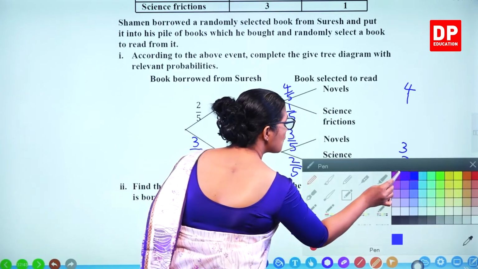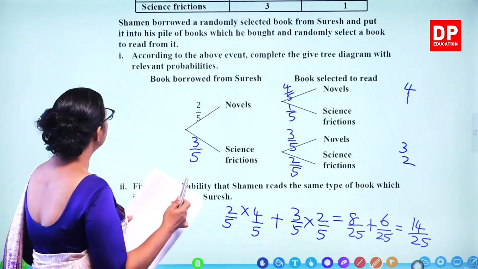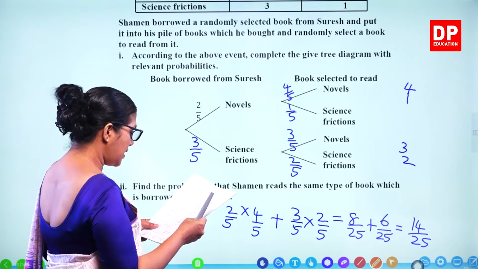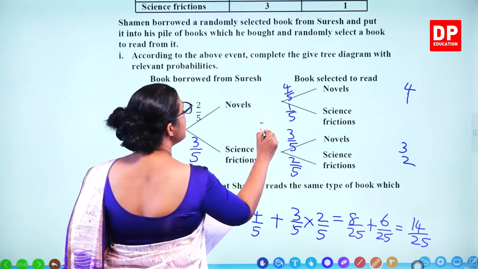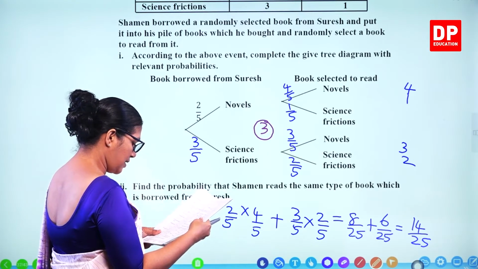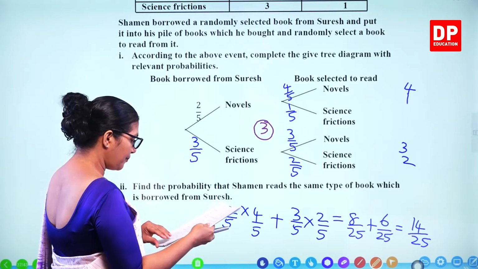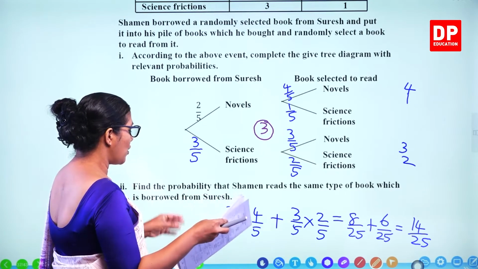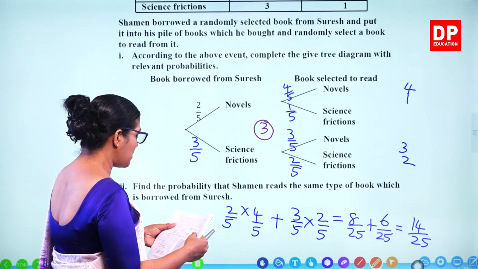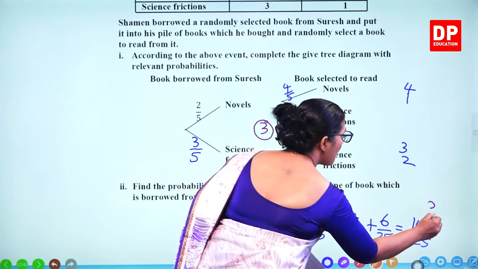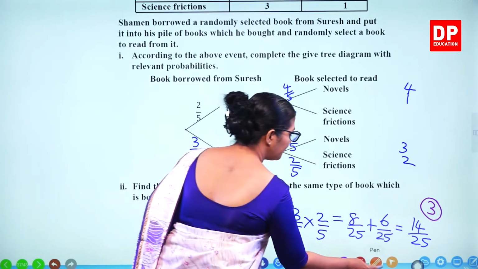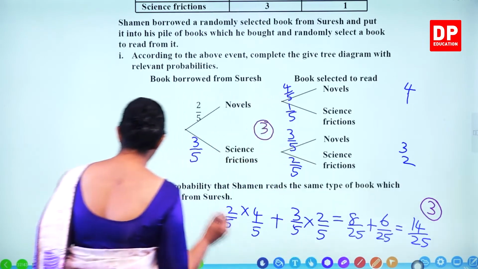So how many marks for this part? This is part A. 3 marks for writing the probabilities correctly, and you get 3 marks for that. And what about the next part? So finding 14 over 25, that's also 3 marks. So 3 and 3, 6 marks for these 2 steps. Now we'll do next one.